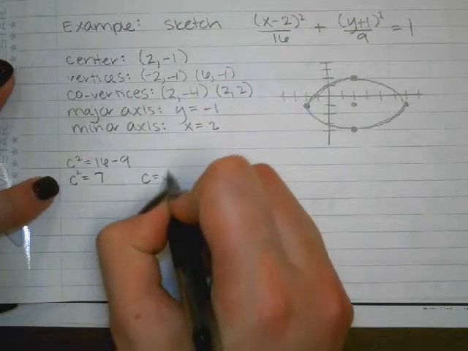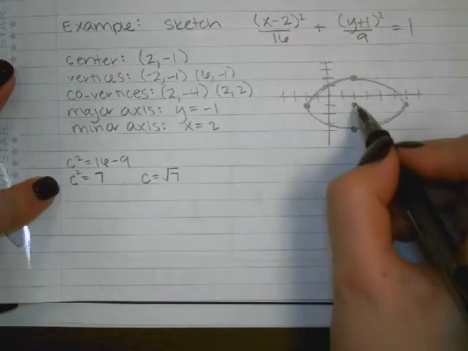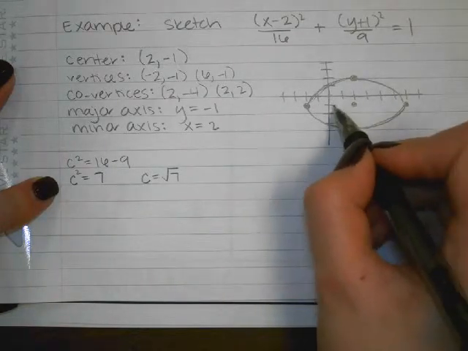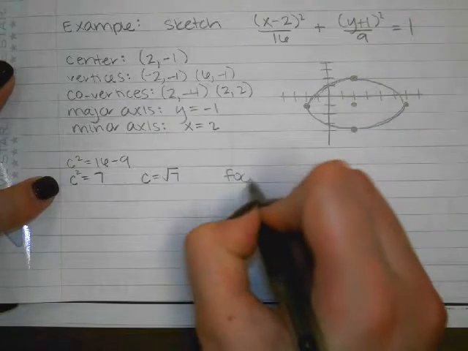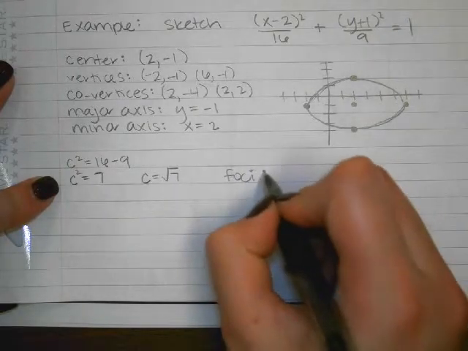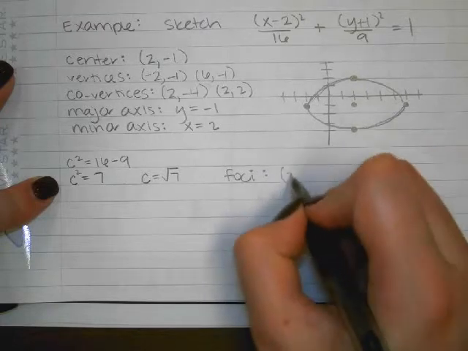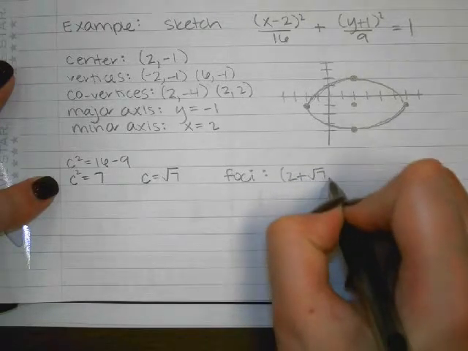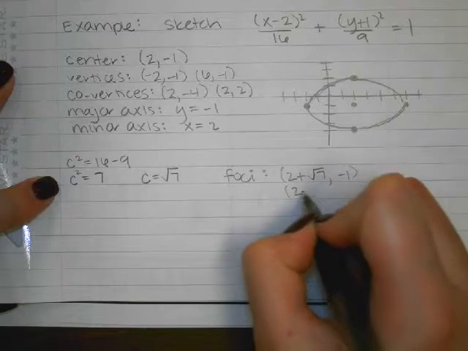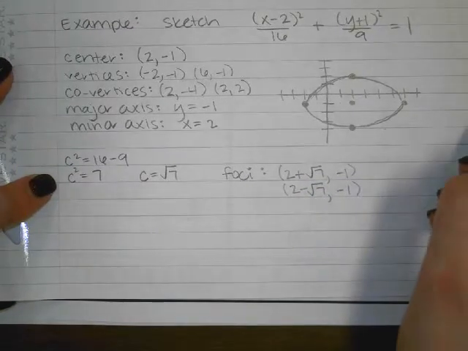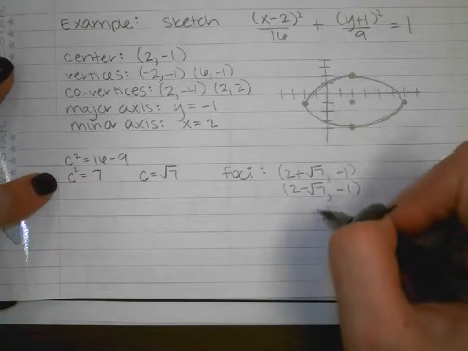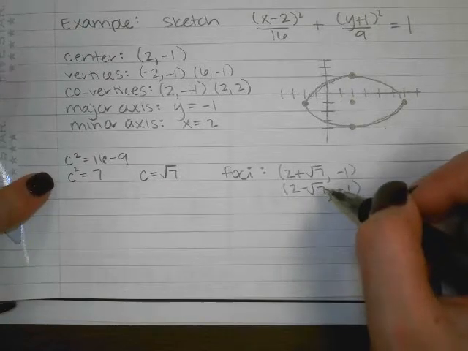So c equals the square root of 7. And so if we were to go right square root 7 and left square root 7, that's how we would find our c value. So the foci are going to be 2 plus square root 7, so go to the right, and 2 minus square root 7, so we're going to the left. And those are exact answers, and when you give those answers, I do want them to be in exact form.